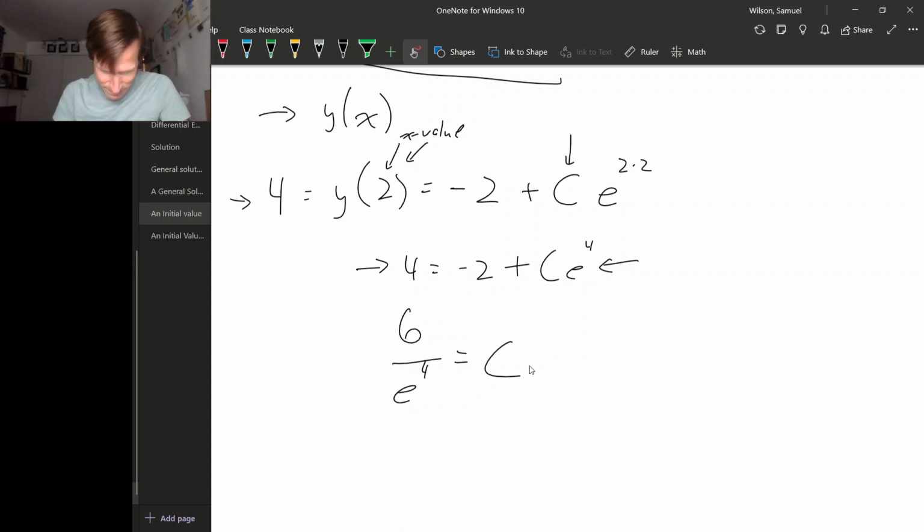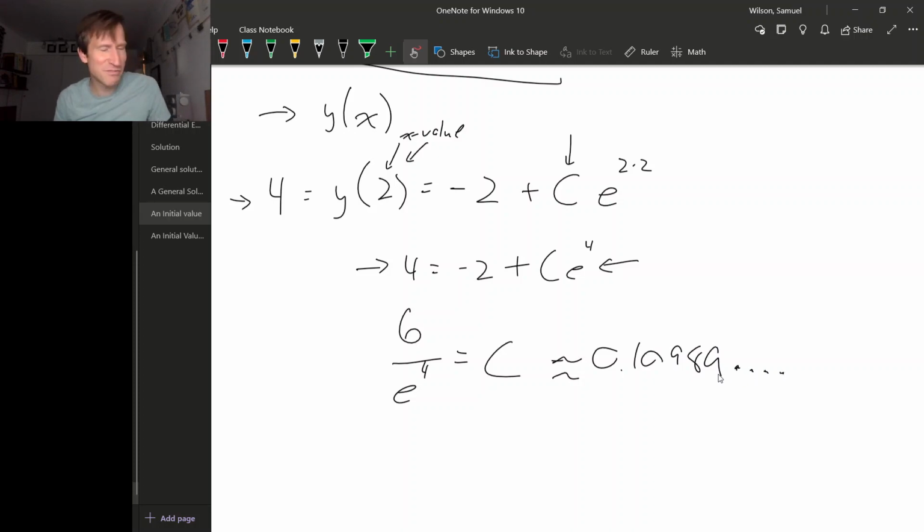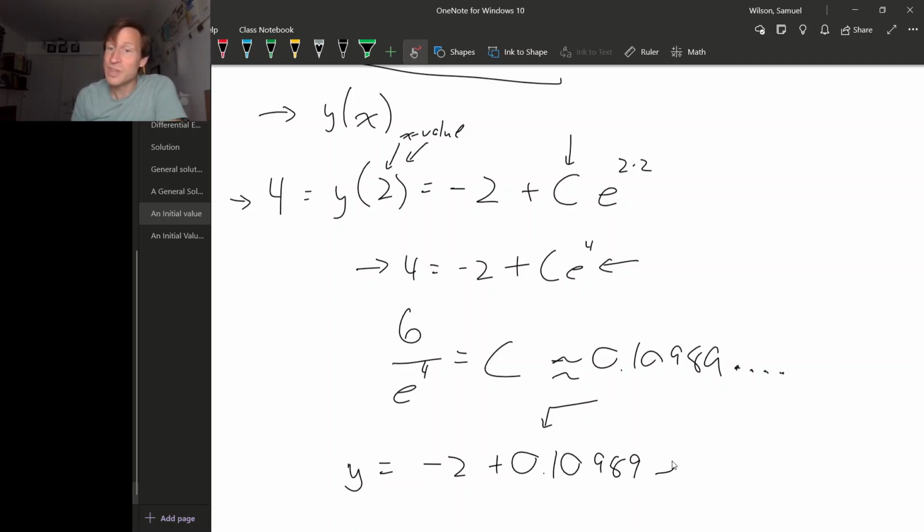So 6 times e to the negative 4th. There's my exponential button. And what I get here is approximately 0.1989 and change. Of course, this decimal goes on forever. So this tells us that the particular solution that we want to go through the point (2, 4) is minus 2 plus this awful number, 0.1989 times e to the 2x. So this is the particular solution that goes through our point (2, 4).